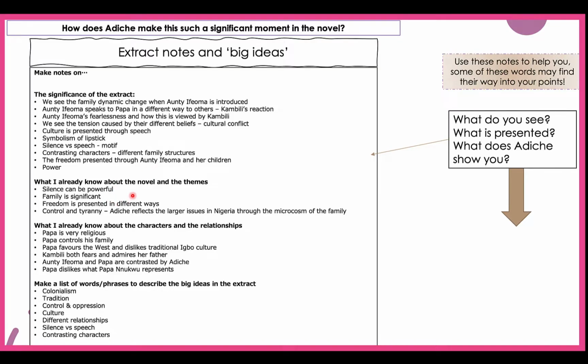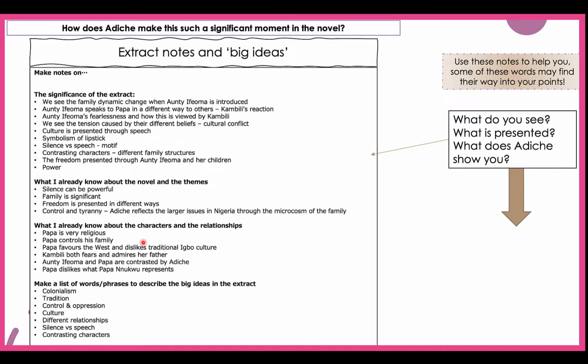So what I already know about the novel is that silence can be very powerful, and that links into some of the ideas I already have on the extract. Family is very significant. Freedom is presented in lots of different ways throughout the novel. And control and tyranny is really something that's presented very heavily in many different aspects of the novel. And like I said, also as a microcosm of society in Nigeria at the time.